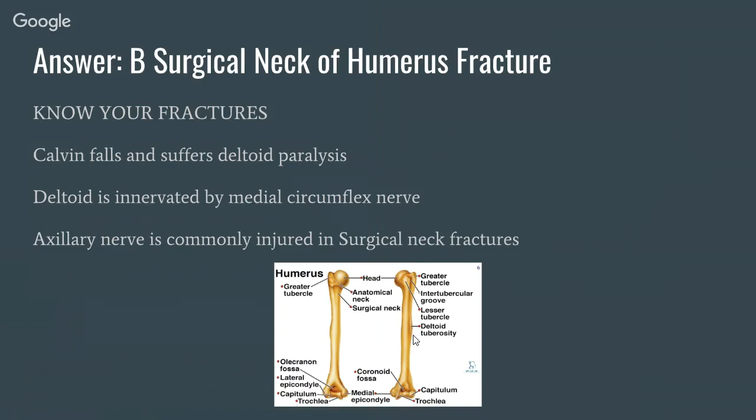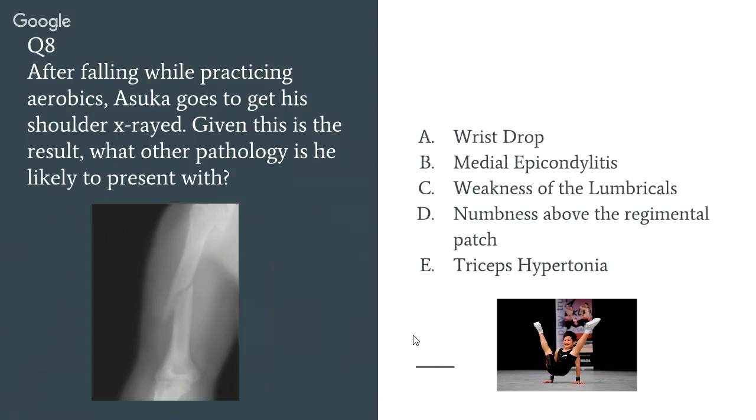So pretty much when you have deltoid paralysis, it's your deltoid muscle, which is innervated by your axillary nerve in that area. I don't know why it says medial circumflex nerve. Sorry, I've made a couple of mistakes here. And that's pretty much the major nerve that is injured during your surgical neck fractures. So, moving on.